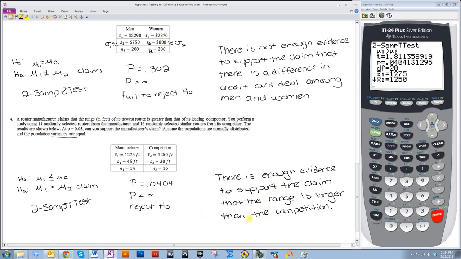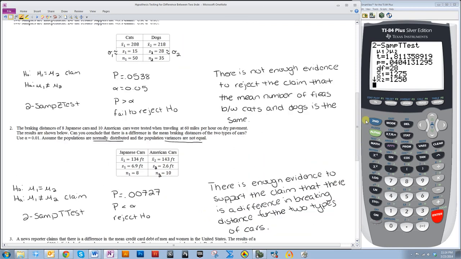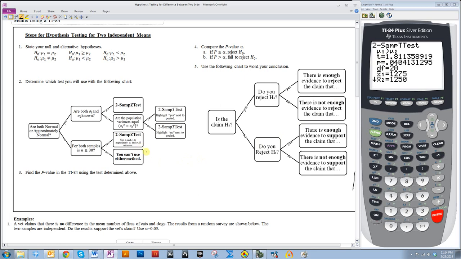The big thing that I recommend is having these charts. This one tells you which test to use, and this one tells you how to word your final answer. This is the same for every type of hypothesis testing. This one is only used for two independent means. If you get p less than alpha, it's always reject HO. P greater than alpha, it's always fail to reject HO. Like I said, the one with the greater than symbol has more words, the one with the less than symbol has less words. That's the easiest way to remember it.